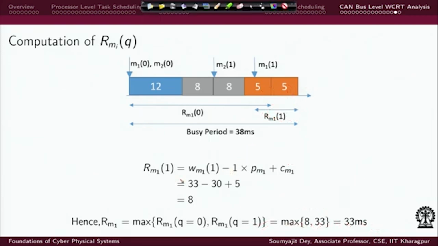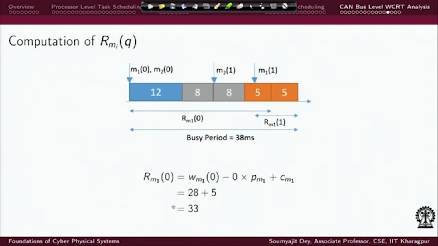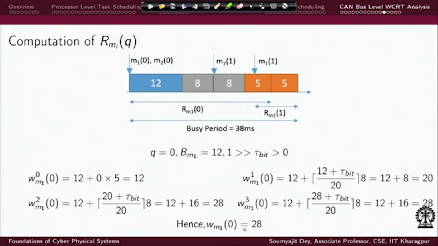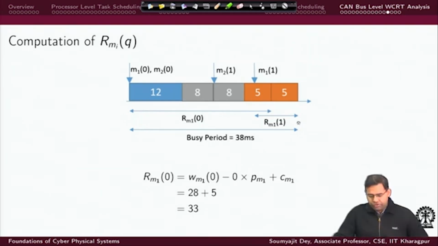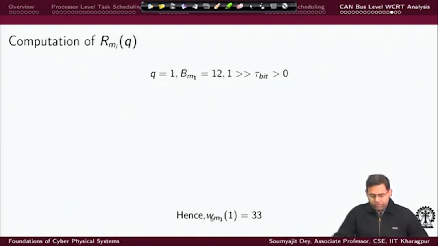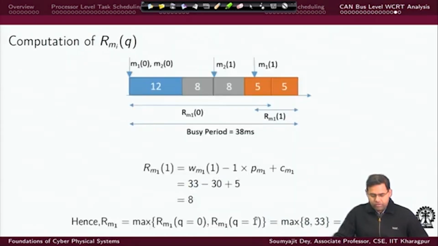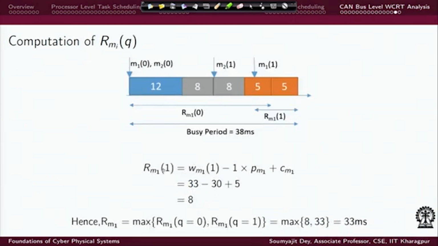Now from my previous calculation for the 0th instance of the message M1, we computed, just recapping here, that this waiting time was 28, and you use the response time equation for this 0th message instance, and you got the entire response time as 33 here, right? And we are now trying to calculate for the first instance, and what we saw is that for the first instance the wait time was 33, and then you apply the response time equation for the first instance. So 33 minus the arrival time when it came, that is 30, plus 5, that's 8, right?